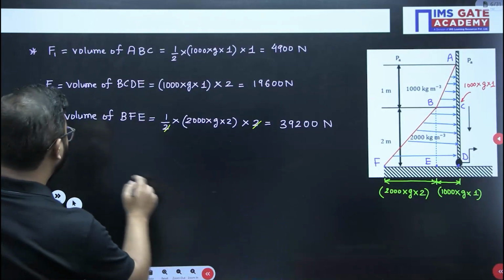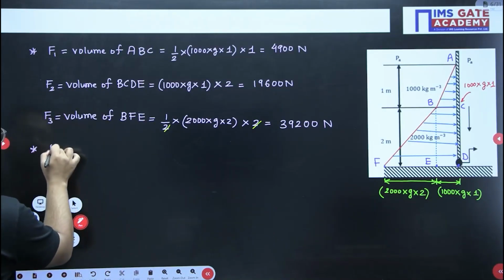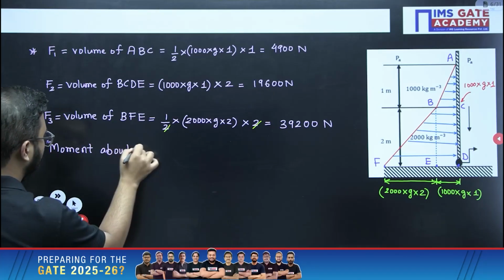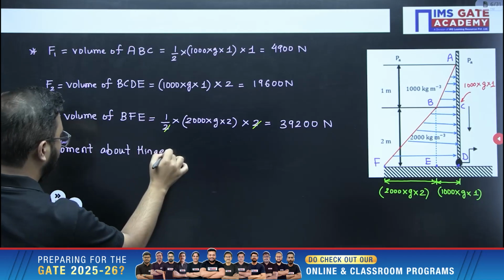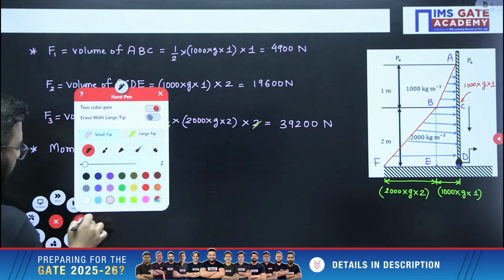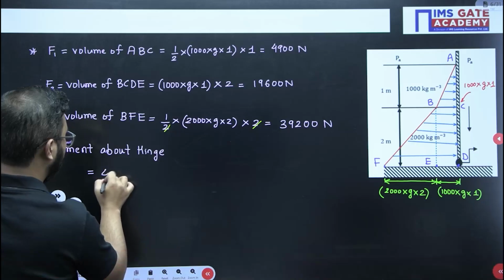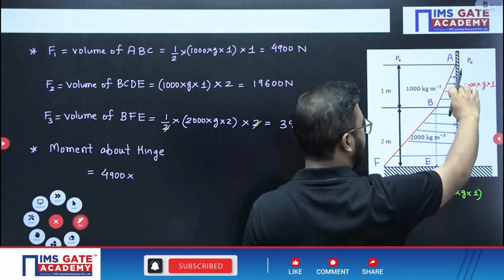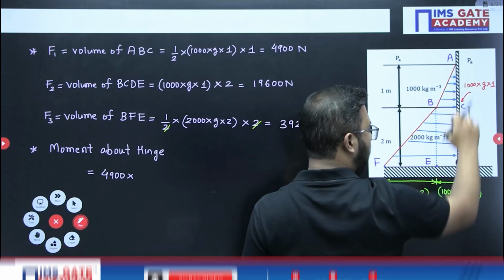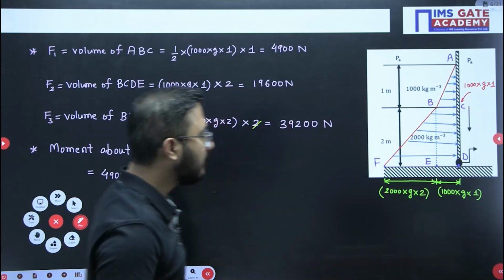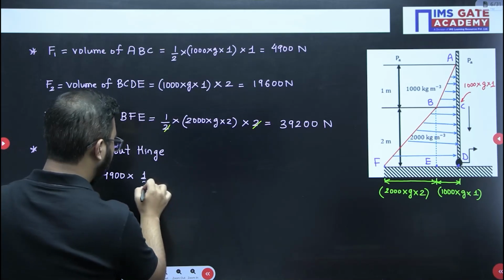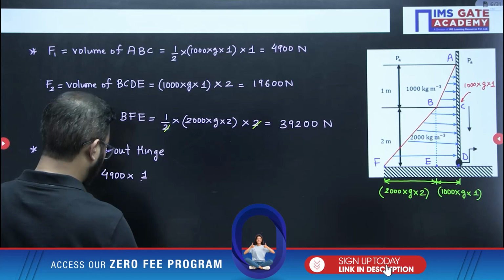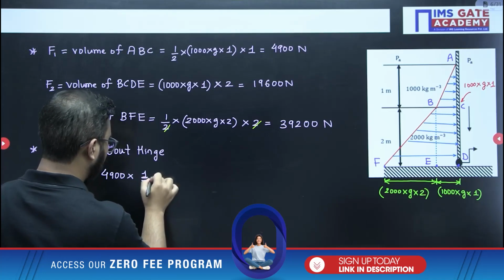So if I have to take the moment about the hinge, that will be written as, see, first of all 4900 multiplied by, now this ABC is a triangle, so h by 3, that is 1 by 3 from BC, but from the hinge this distance I need to add, so 1 by 3 plus 2.